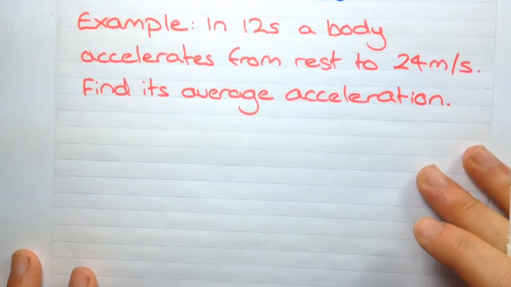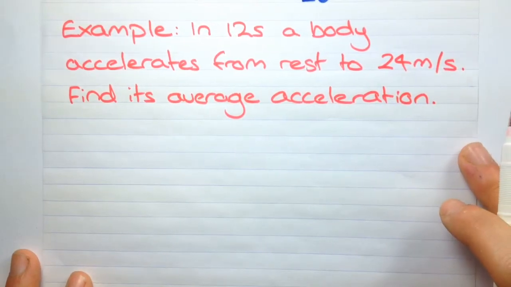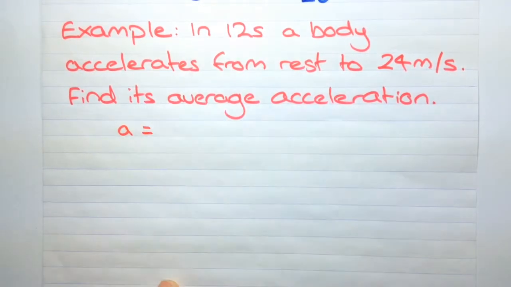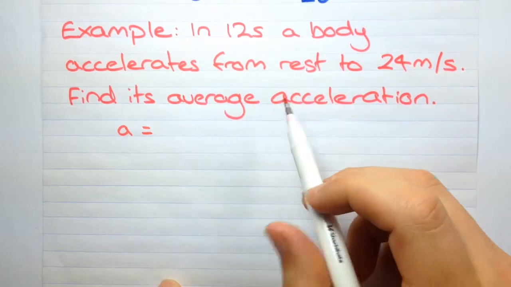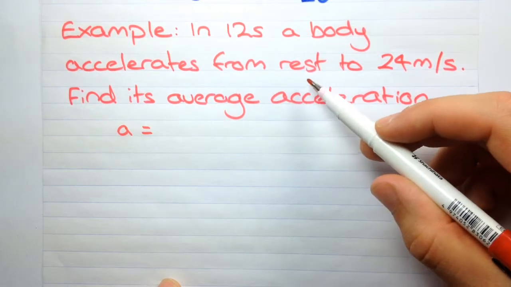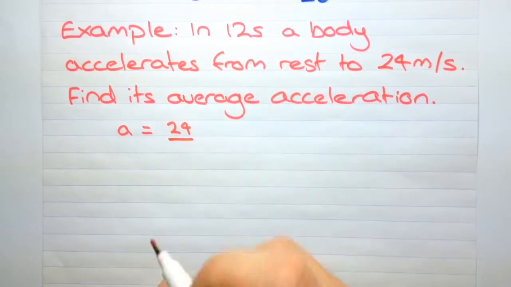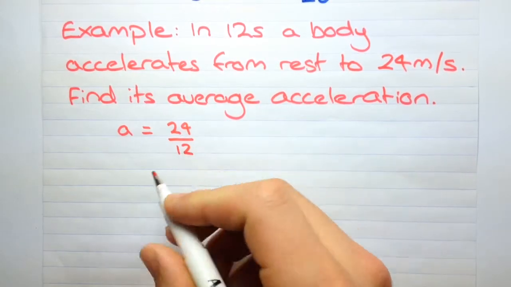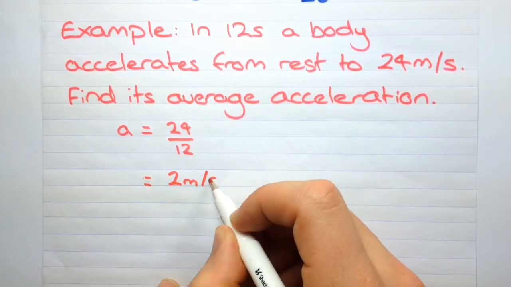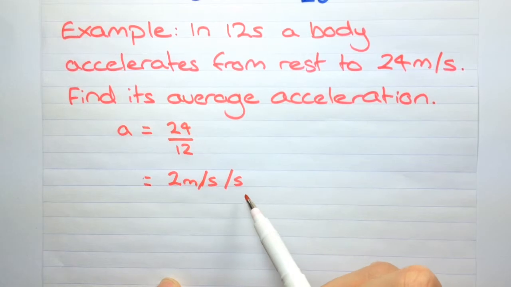Here again, we've got an example. In 12 seconds, a body accelerates from rest to 24 meters per second. Find its average acceleration. So we know that it accelerated from rest, so its change in velocity is actually 24 meters per second, because from rest means 0 meters per second. So its change in velocity is 24 meters per second, and that took 12 seconds. So we end up with its acceleration being 2 meters per second every second. So its velocity increases by 2 meters per second every second.